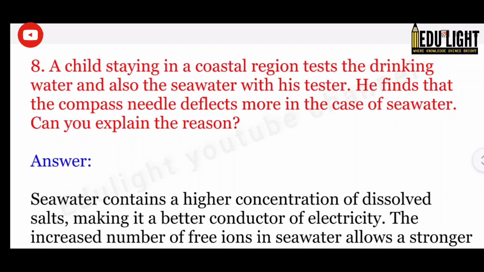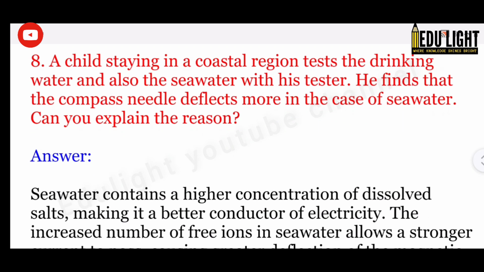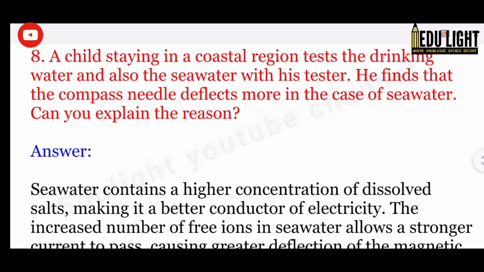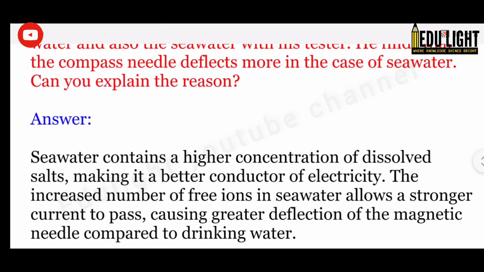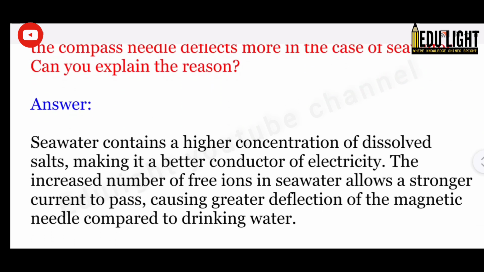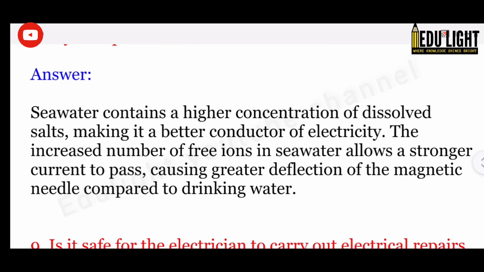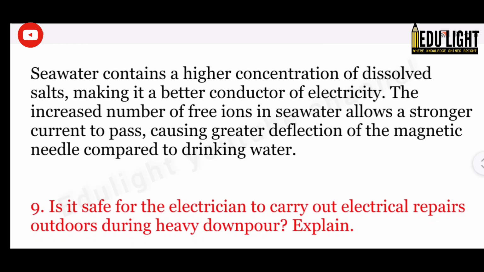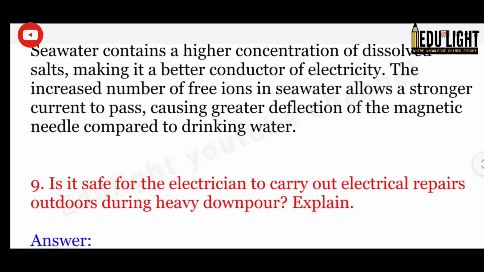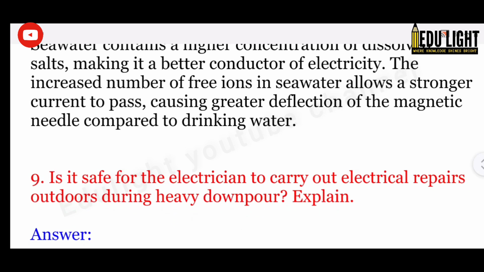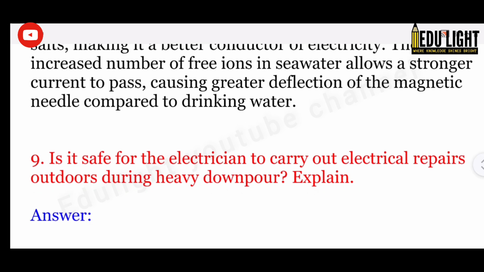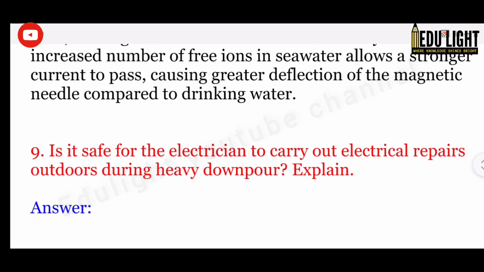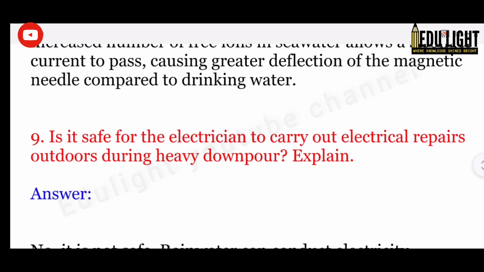A child staying in a coastal region tests the drinking water and also the seawater with his tester. He finds that the compass needle deflects more in the case of seawater. Can you explain the reason? Seawater contains a higher concentration of dissolved salts, making it a better conductor of electricity. The increased number of free ions in seawater allows a stronger current to pass, causing greater deflection of the magnetic needle compared to drinking water.